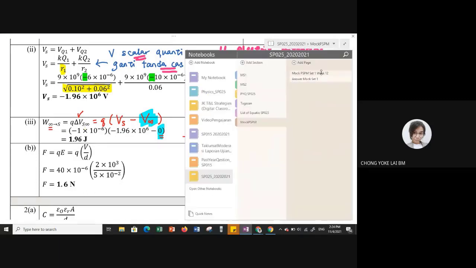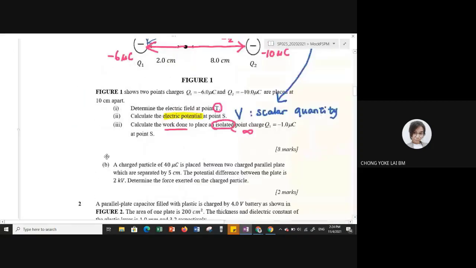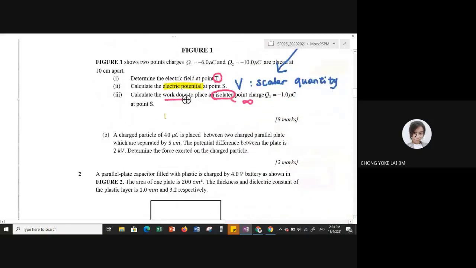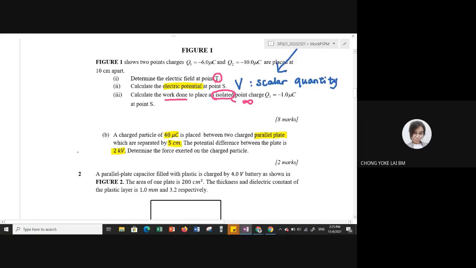Dan soalan B, soalan 2 markah. Parallel plate tu pun biasa kita akan tanya. We have a charge particle of 40 microcoulomb. We place between 2 parallel plates separate by 5 centimeter. The potential difference between the plate is 2 kilovolt. Determine the force exert on the charge particle.